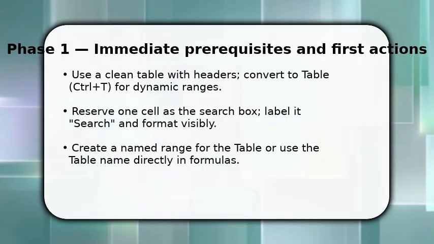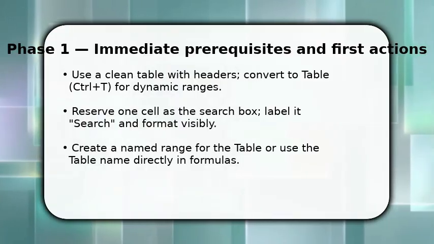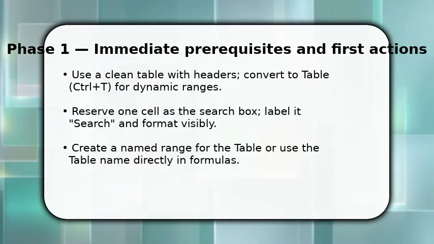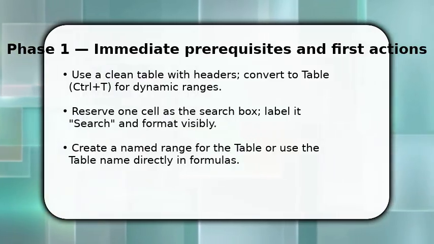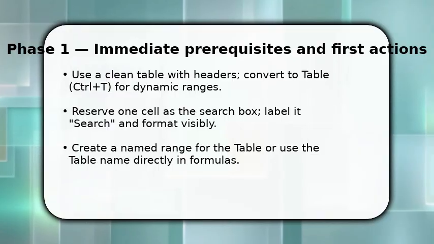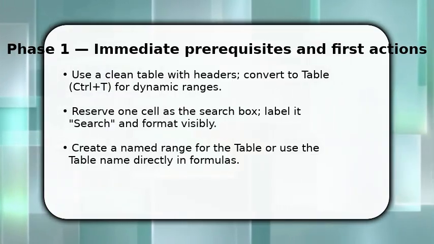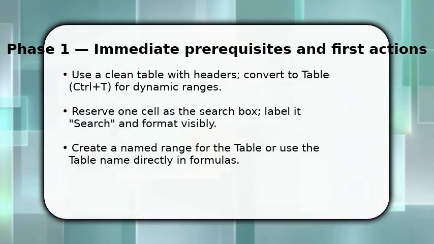You start with the essentials: a properly formatted table and one dedicated search cell. Convert your list to an Excel table so ranges auto-expand. This avoids broken formulas later. Next, pick a visible cell and label it Search. That becomes your input box the user types into.